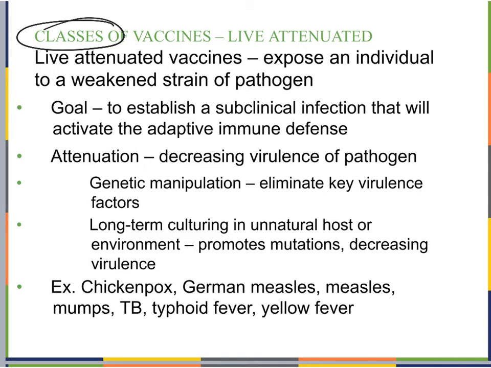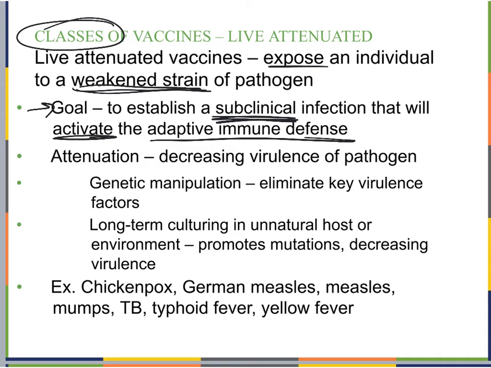So a live attenuated vaccine is when we expose an individual to a weakened strain of the pathogen. In this case, our goal is to establish a subclinical infection. So to establish an infection within the body, right? Something that the person has to fight off, an active infection, but it's subclinical. Remember, subclinical is where there aren't those signs and symptoms. So that will then activate the adaptive immune defense.